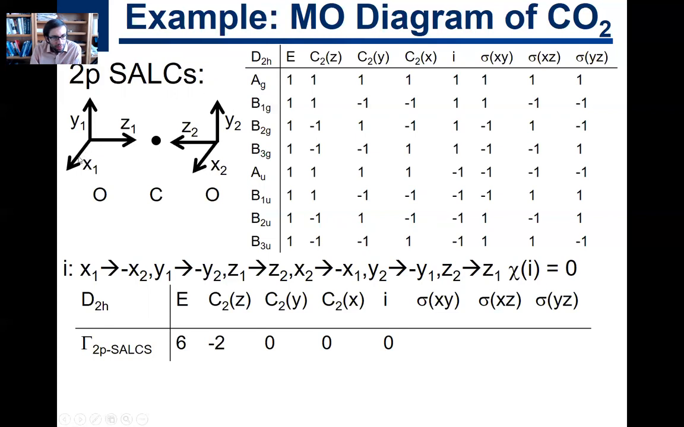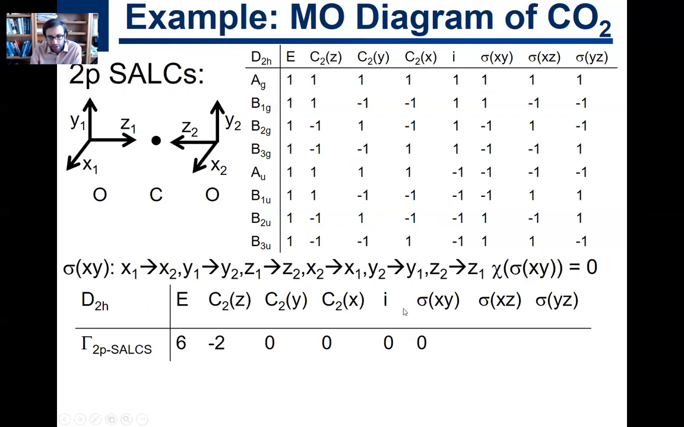Let's do one of them here, top, front, left. That's going to go to back, right? So that's going to get x1 to negative x2. They all change into something else, so you get 0. Now xy, that's going to be something in the xy plane.